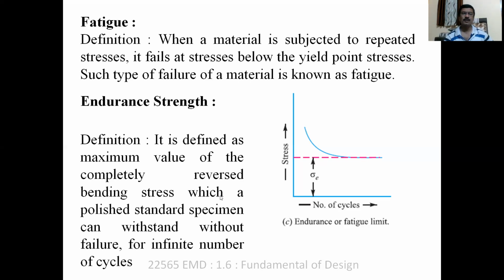The endurance strength can be defined like this: it is the maximum value of completely reversed bending stress which a polished specimen can withstand without failure for a finite number of cycles. So this is the strength which we must consider if the body is subjected to repeated stress.